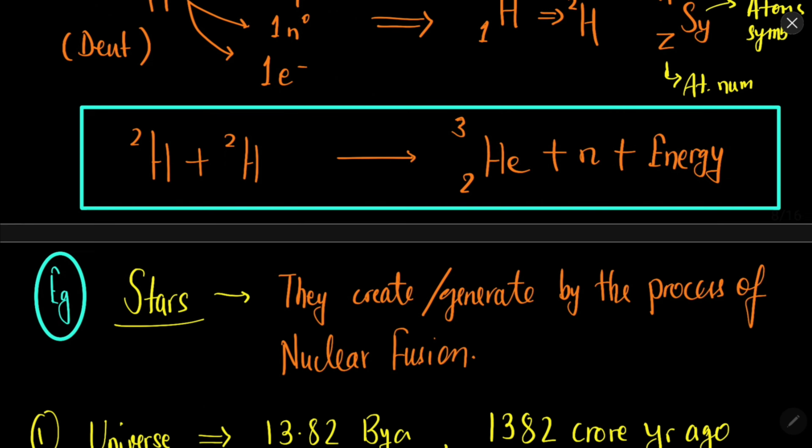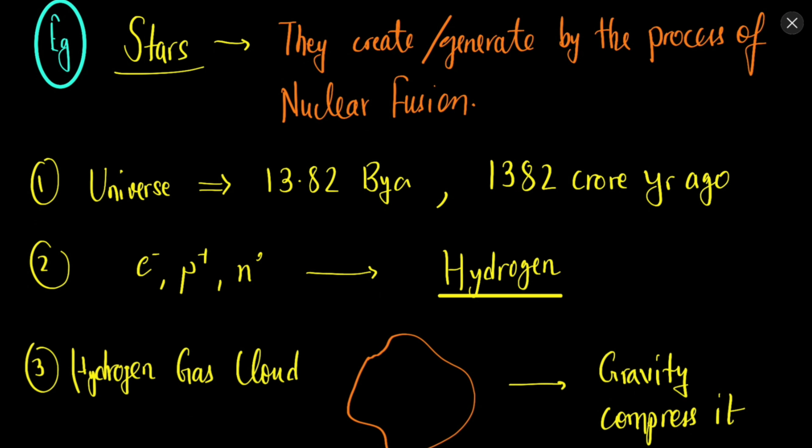So this is nuclear fusion. Now nuclear fusion is the most important process because it is the reason behind the energy of the stars. How does the star obtain or create the energy? They do nuclear fusion. So we know that the ultimate energy source is our sun, that is, our star.